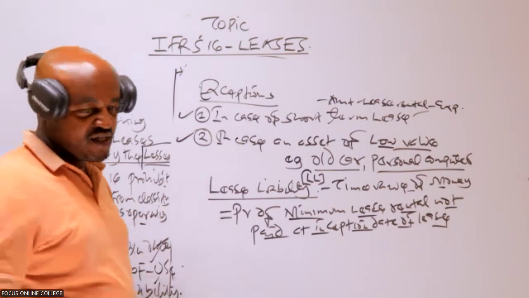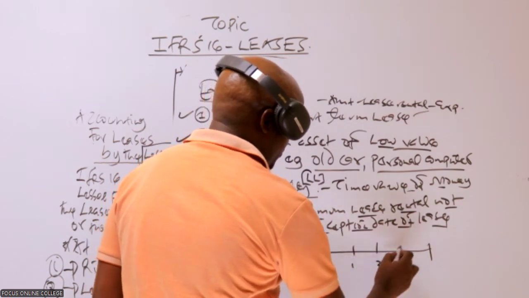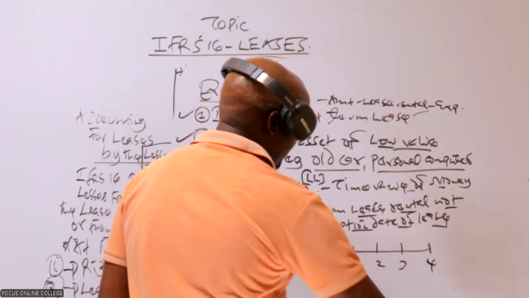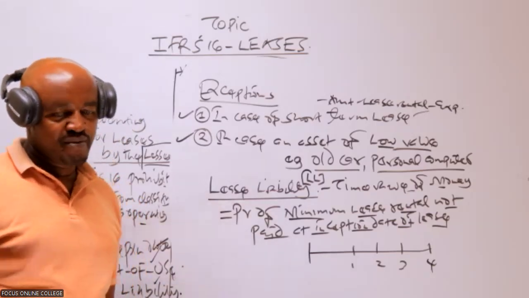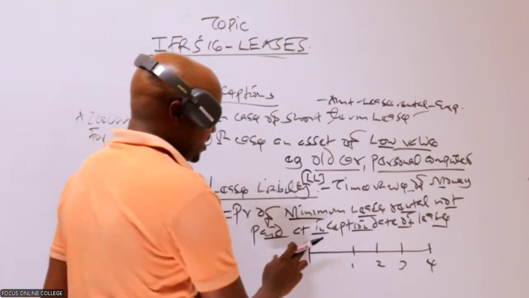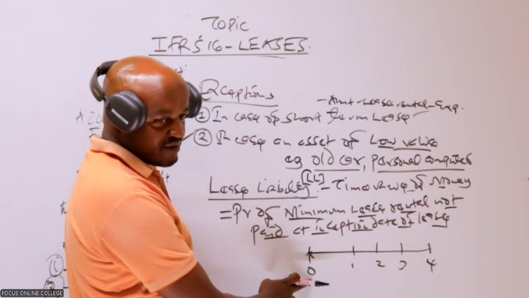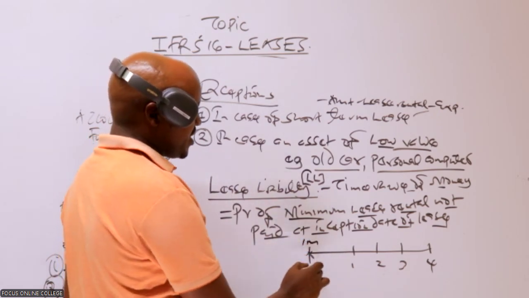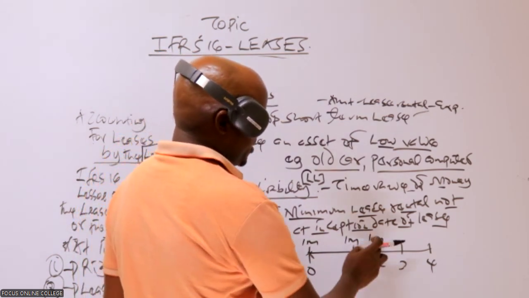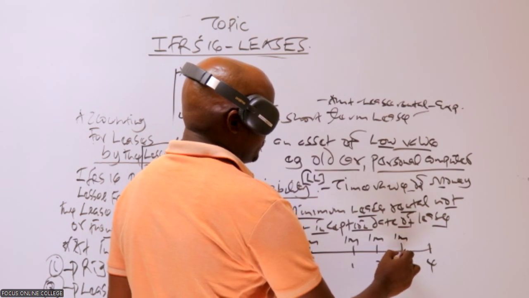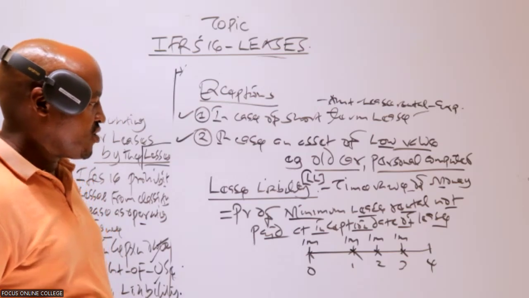Let's assume that you have leased an asset, for example, for 4 years, year 1, year 2, year 3, and year 4, and you have agreed with the owner of the asset that at the start of each year, you'll be paying maybe 1 million. So at the start of year 1, which is regarded to be time 0, you pay 1 million. At the start of year 2, you pay 1 million. At the start of year 3, you pay 1 million. At the start of year 4, you pay 1 million. So this is how you're going to pay the lease rentals.